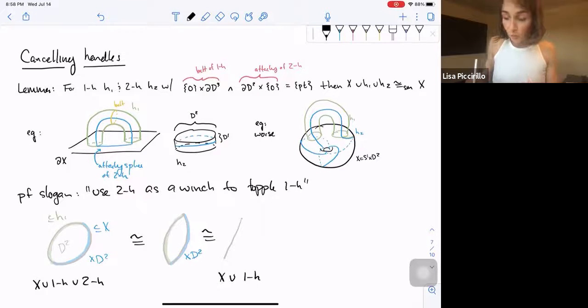We've changed the way that our 1 handle touches X, right? Because we've taken these points, which used to be in X and not in the 1 handle, and we've made them touch the 1 handle here. So we've changed the gluing.